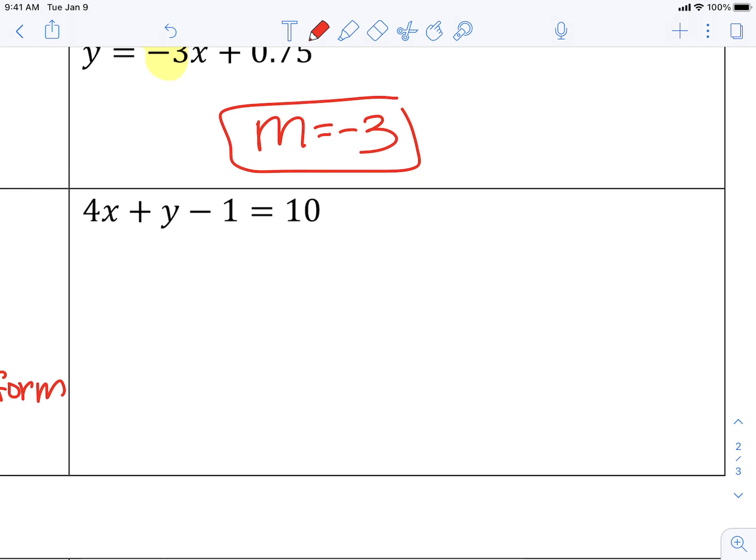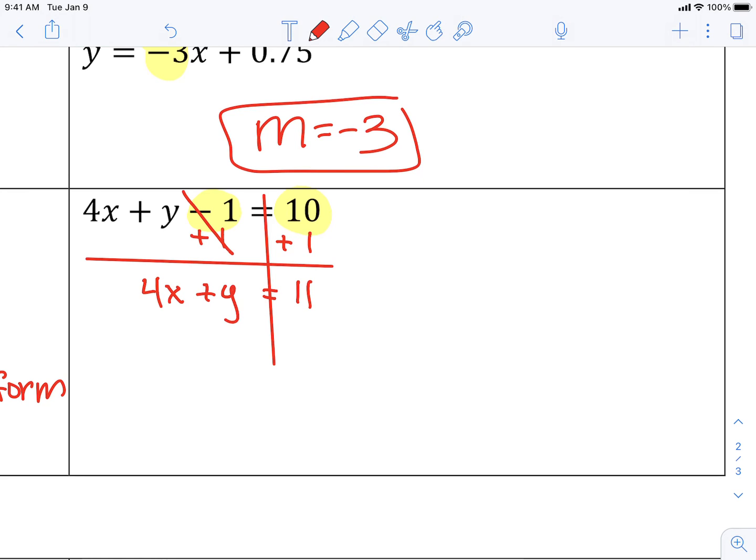Okay, so hopefully you tried. Now, the first thing I noticed is that I have like terms, but they're on opposite sides. This -1 and this 10, they're like terms, so we need to combine them. But because they're on opposite sides, we have to do the opposite, which means we need to move over that 1. So to do so, I add 1 to both sides. And because they're like terms, I can actually combine them. So I'm left with 10 plus 1, which is 11.